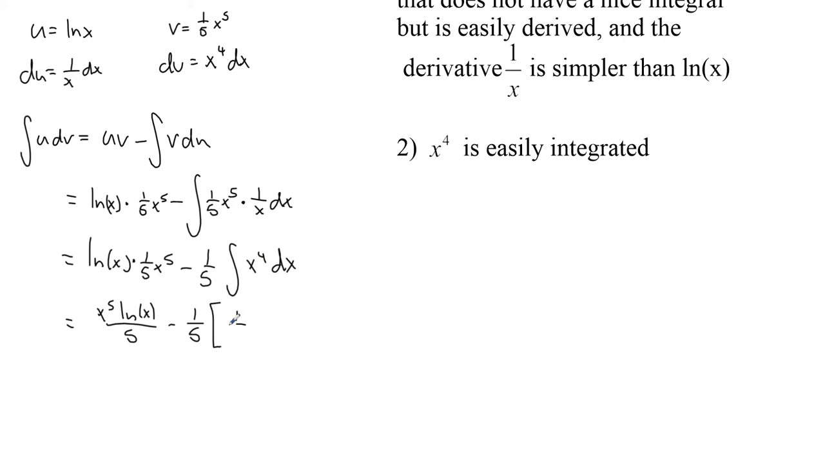That's once again 1 over 5 x to the fifth. Since we're done integrating, we'll throw in that extra c, and then we could probably simplify that a little bit more and say it's x to the fifth ln x over 5 minus x to the fifth over 25 plus c. Yeah, I like that. That's good enough.